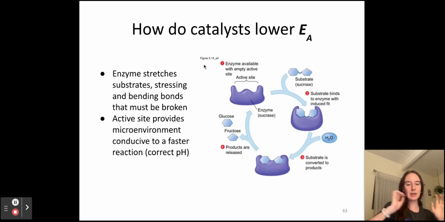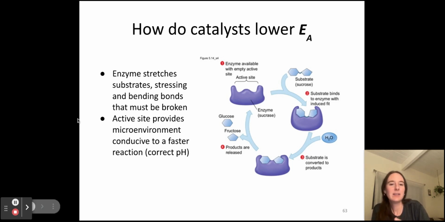So let's think back to what we learned about activation energy. So remember, there's a certain amount of energy that needs to be put in order to break apart this molecule. This molecule is pretty stable. So in order to break this bond, you need some energy put in. So what is that energy put in? Well, what actually happens here is this protein is going to stretch the substrate or put some bend into the substrate, helping to break these bonds even faster.